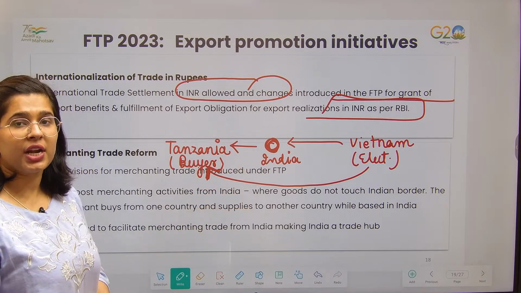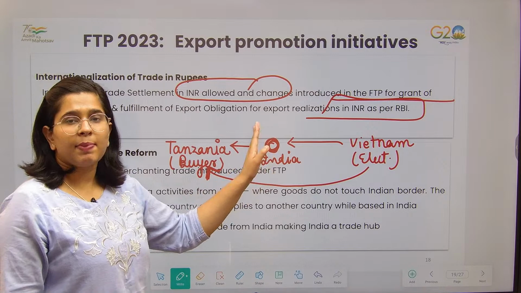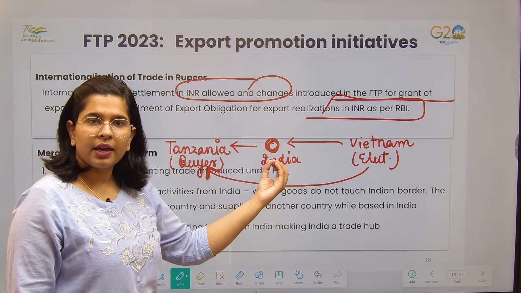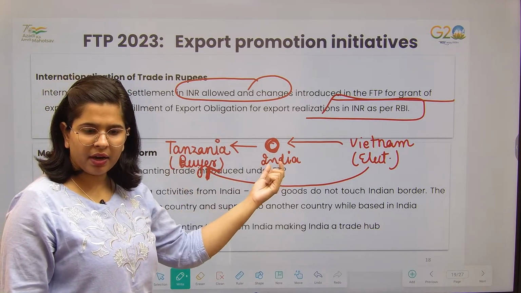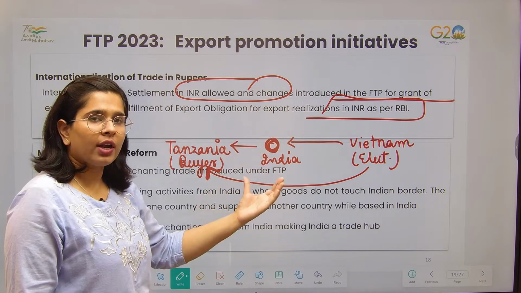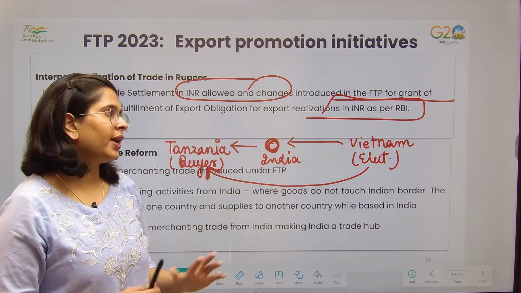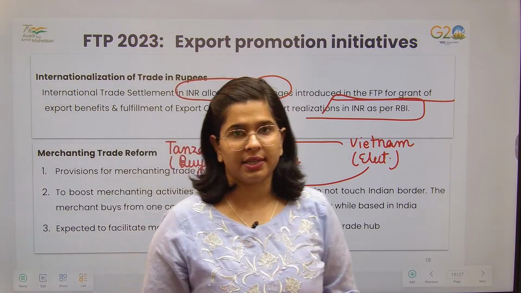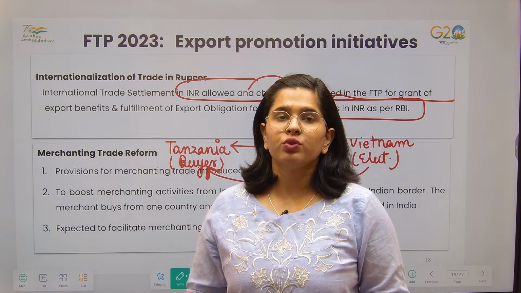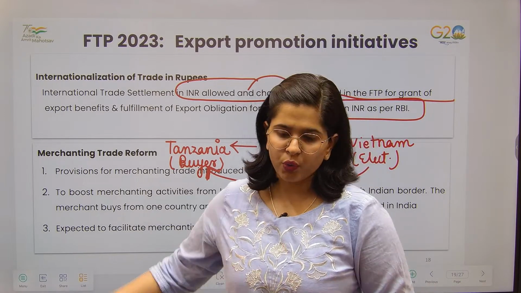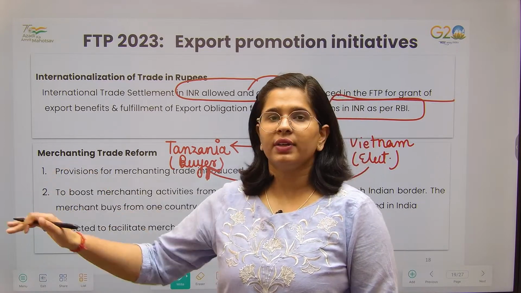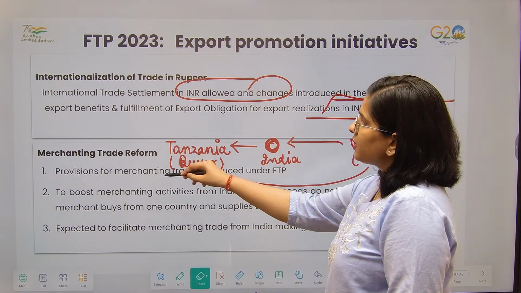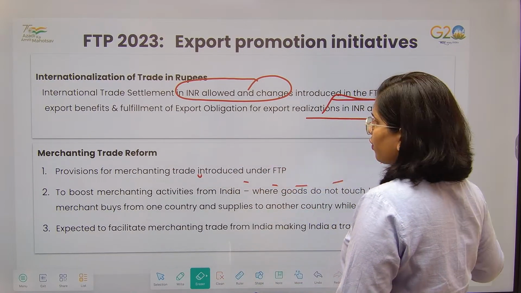This is called merchanting trade, right? This person is playing the intermediary. He is going to receive the payment from here and he is going to pay that person, and whatever amount is left, you can consider that his commission. So our government wants to increase it. Our government wants to establish India as a hub for doing such things, because at the end of the day this is earning us foreign exchange, right? So this is called merchanting trade related reforms.